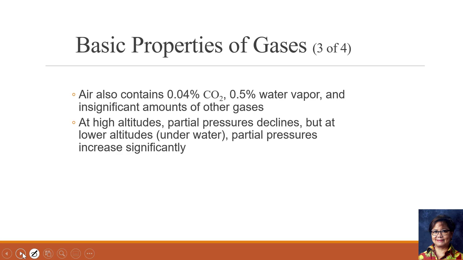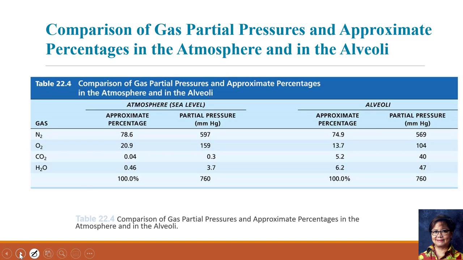At higher altitudes, the partial pressure would decline, but at lower altitude, meaning if you're underwater, the partial pressure will significantly increase. Here is a comparison of gas partial pressure. So you will see the difference between your nitrogen, your oxygen, carbon dioxide, and the water vapor. And they all sum up to 100%.